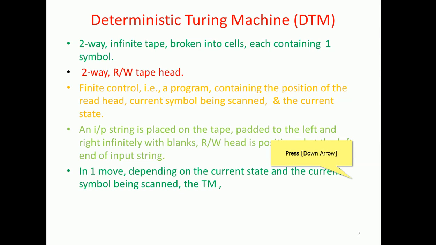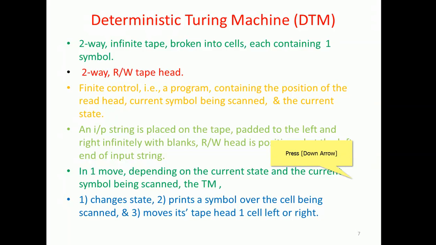A single move depends on the current state and the current input symbol examined, moving from the current state to the next state. The next state may be a terminating state or an intermediate state, no matter. But the current state and current symbol are quite important factors that influence the next move or next state. So that is a single move in the Turing machine concept.